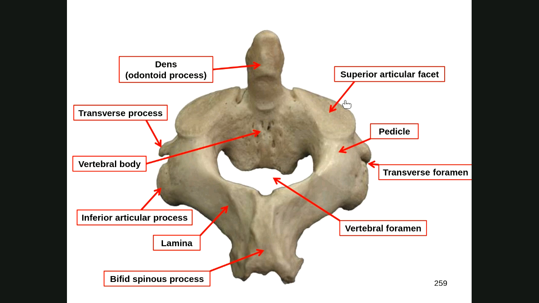Now you see how this arrow is pointing to the flattened portion here. That's the facet. Then you've got the pedicle here and here. Then you've got your vertebral body, which the dens sits on top of, and your vertebral foramen. All that should be highlighted. And then you can see part of the inferior articular process down here. Here's your other inferior articular process over here.